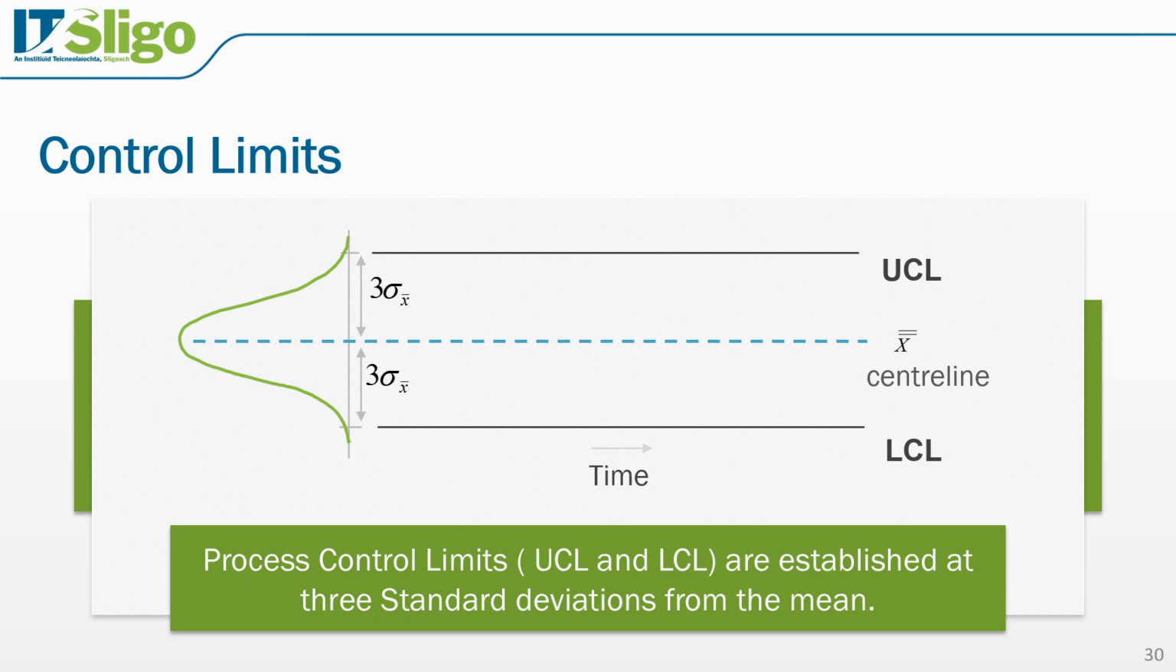These limits are based on the natural variation of the process. The center line is our X-bar bar, and the upper control limit, UCL, is set at 3 standard deviations above the mean, and the lower control limit, LCL, is set at 3 standard deviations below the mean.